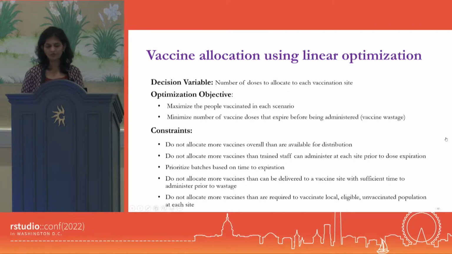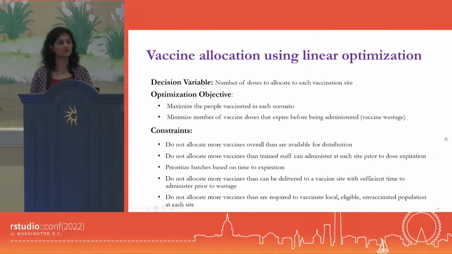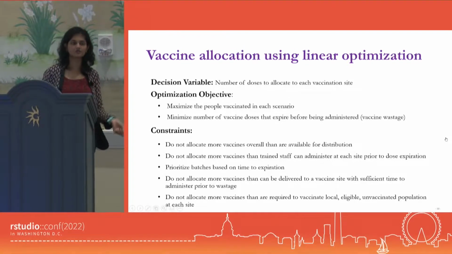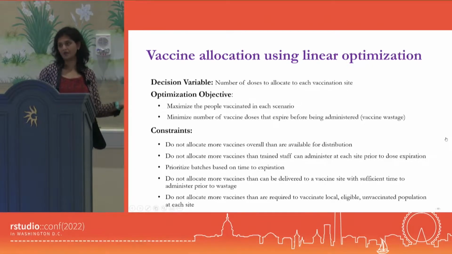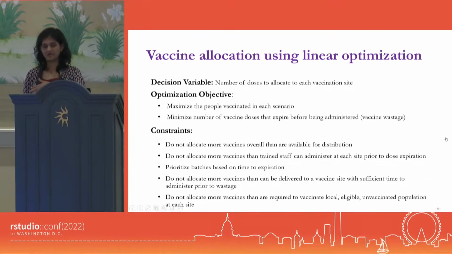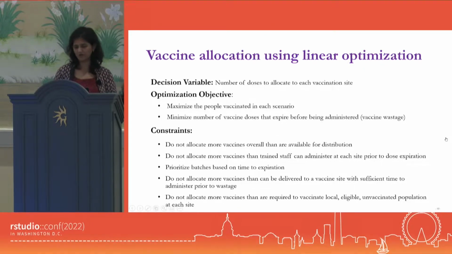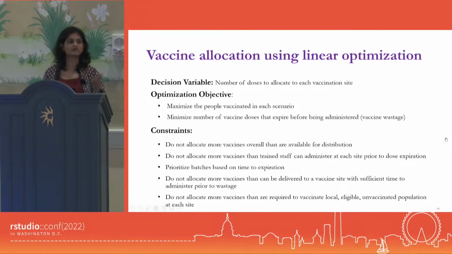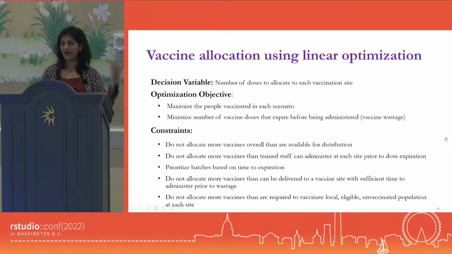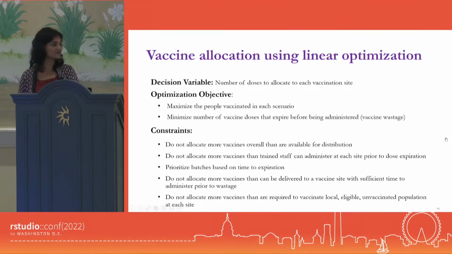So it included that we had to prioritize batches based on their time to expiration. Not only did we have 4 different types of vaccines, for each type of vaccine you could have multiple batches. So we had to make sure that the model allocates the batches that expire first before it allocates batches that have more time to expiration. Then there were a lot of constraints around expiration date, making sure that it's delivered and administered before its expiration date, and that there are enough people to administer those vaccines at the site.